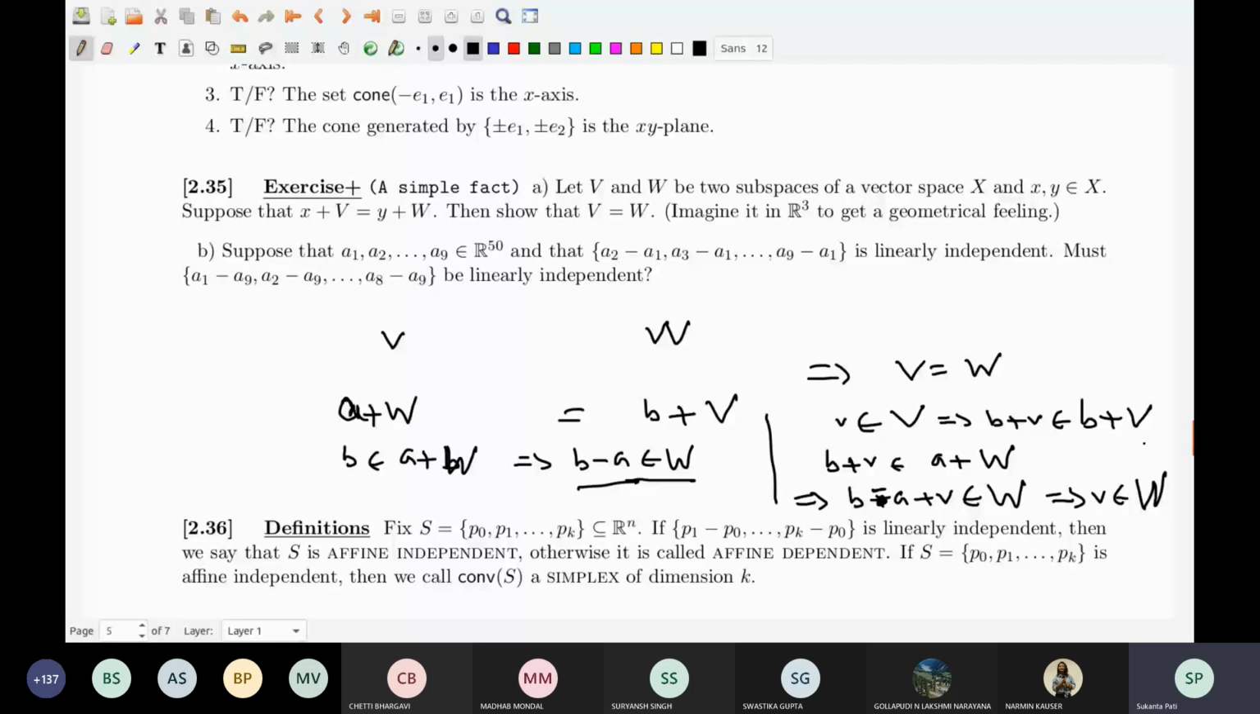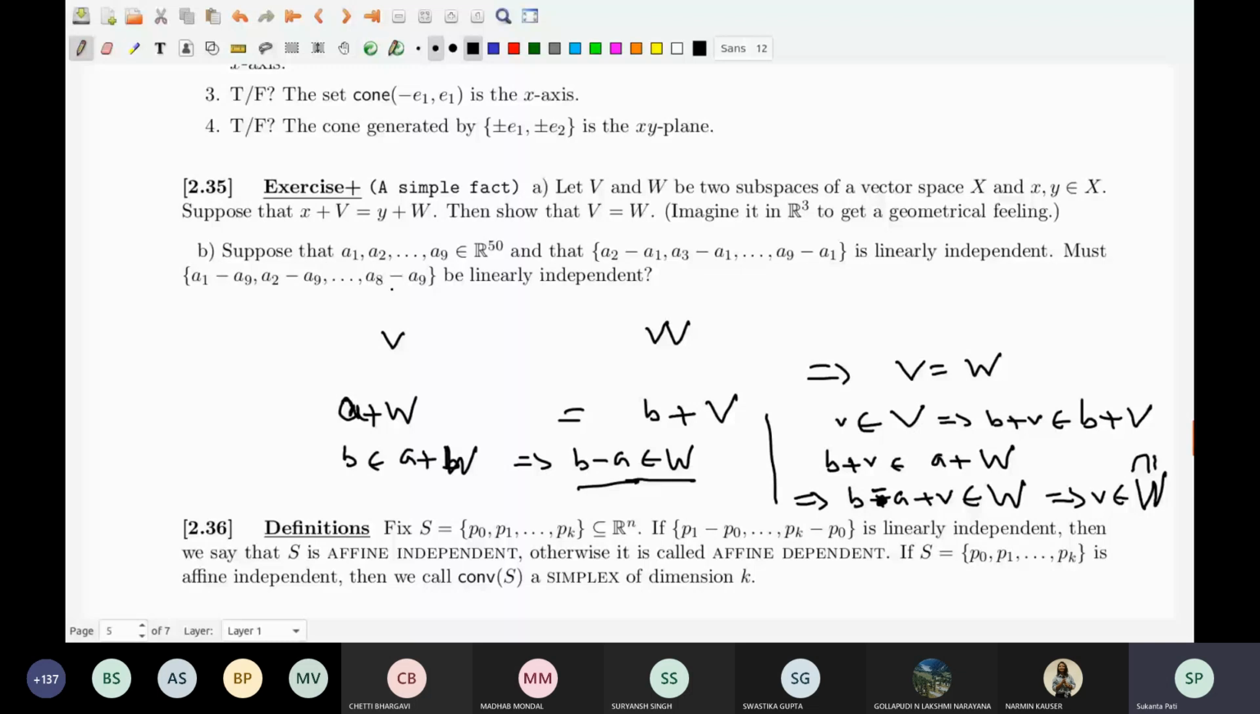Now the item B. Suppose that I have some 9 vectors in R50, and somebody tells me that A2 minus A1, A3 minus A1, up to A9 minus A1 is linearly independent. Is it true that A1 minus A9, A2 minus A9, up to A8 minus A9 is linearly independent? You think about it. The answer is yes. And you are going to use part A and the description of the affine subspace.